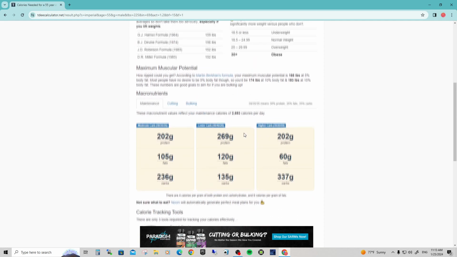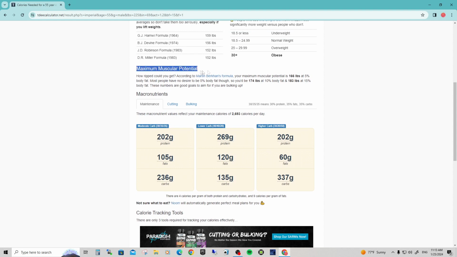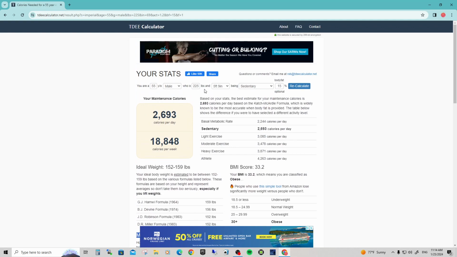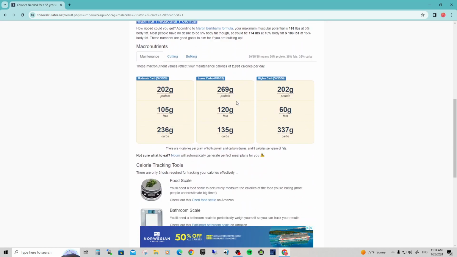But down here, it talks about your maximum muscular potential. And again, it's using a formula here on how ripped or how low of a body fat could I get. Well, at 5% body fat, I would weigh 166 pounds, meaning that of that 166, only 5%, or 8 pounds, is fat. Okay? So that's pretty low. That's ridiculously low. At 10%, I'd be 174 and so on. At my current, it's kind of guessing what my current muscle is at 15% body fat for this height.